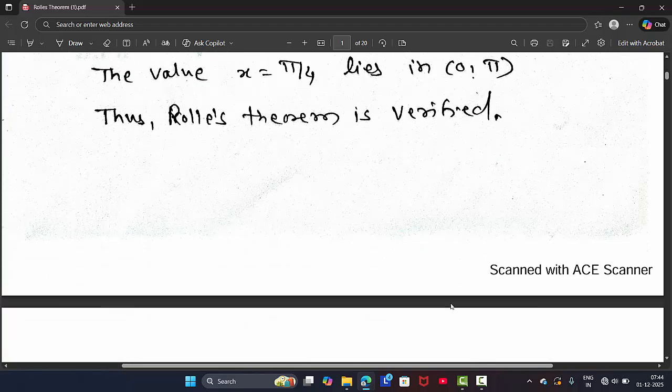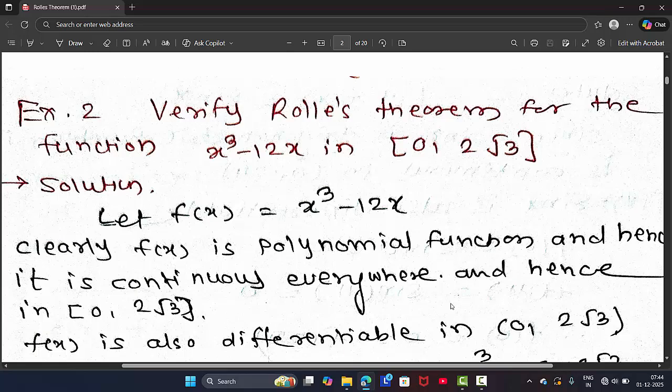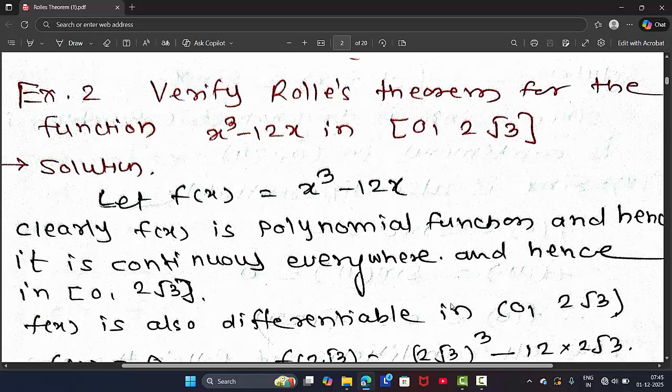We shall try to solve the second problem. Verify Rolle's theorem for the function x cube minus 12x in the closed interval 0 to root 3. We shall assume that f(x) equals x cube minus 12x. f(x) is a polynomial function and hence it is continuous everywhere.